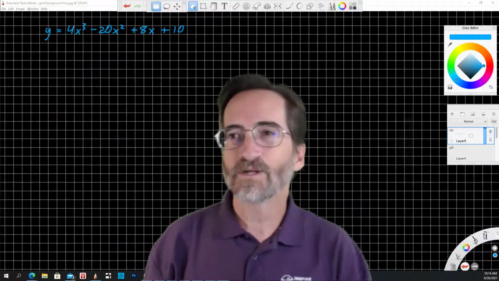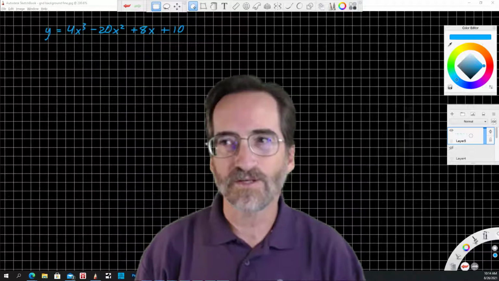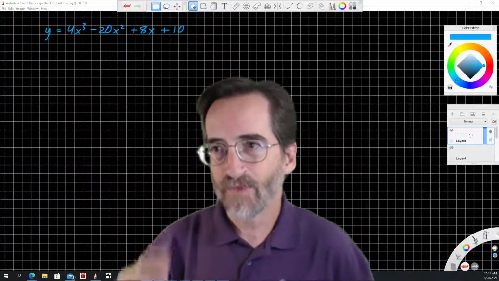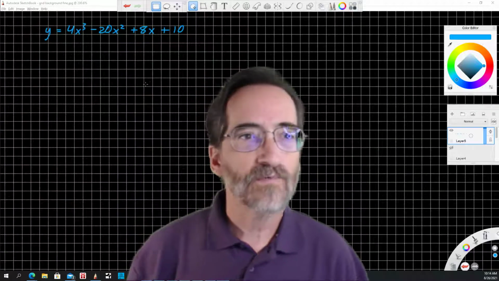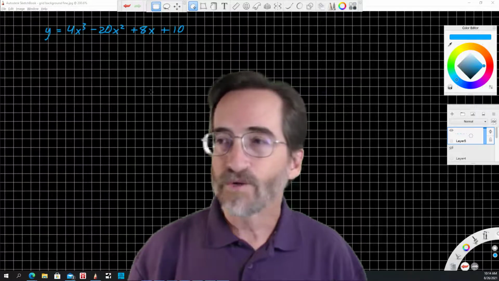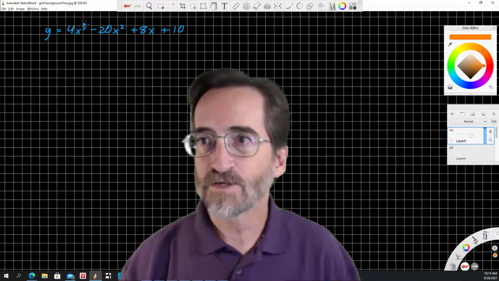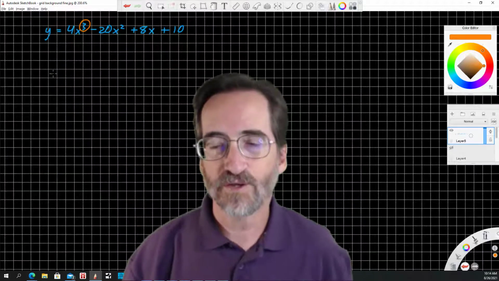I have a function on the screen here, y equals 4x cubed minus 20x squared plus 8x plus 10. There's actually quite a bit you can tell about this function even without calculus. So for example, you may notice that it's a cubic function. That is a polynomial function whose highest degree is 3.